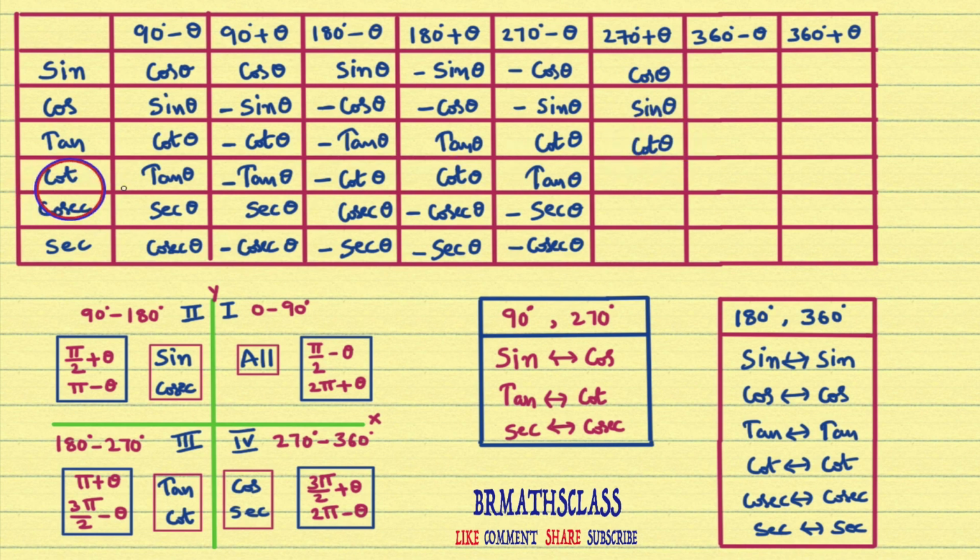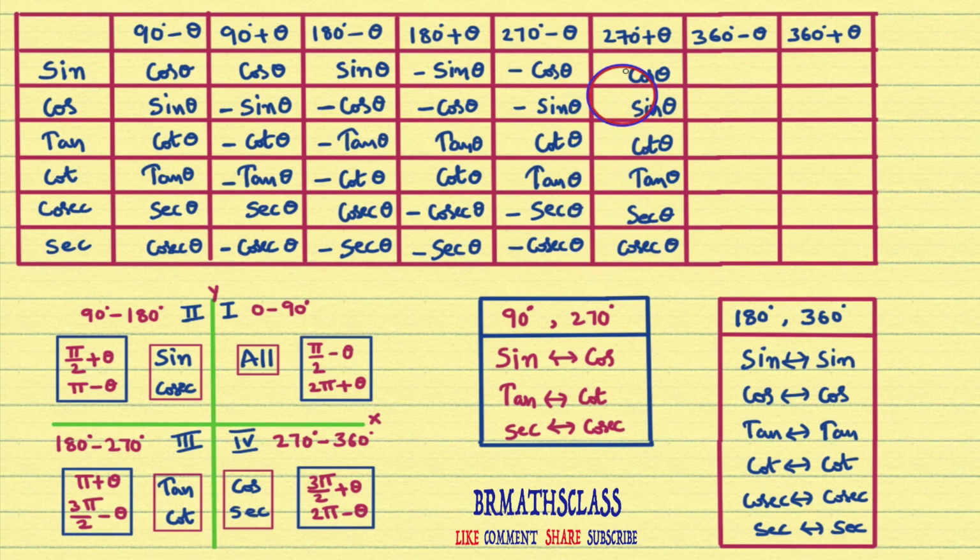Okay. 270 degrees is there. Cot changes to tan theta. Okay. 270 degrees is there. Cosecant changes to secant theta. 270 degrees is there. Secant changes to cosec theta. Okay. Now it's time for signs.